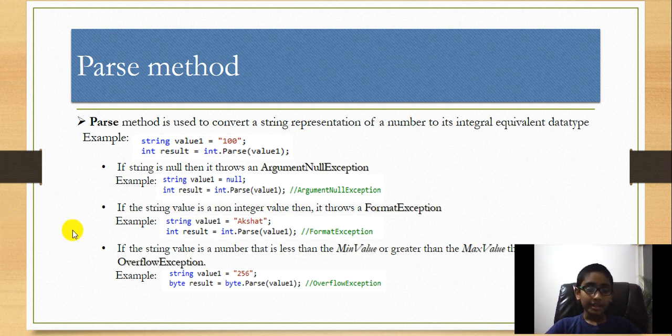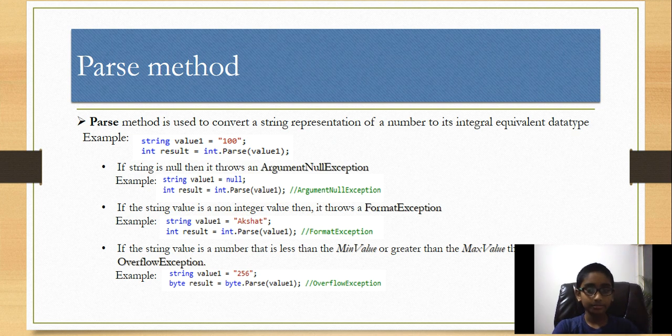If the string value is a non-integer value, then it throws a format exception. For example, here I've declared a string and assigned it the value akshat. That's not a numeric value, and that's not what an integer can hold. Then I'm declaring an integer and parsing this string variable. Again, there will be no error at compile time, but there will be an error at runtime.